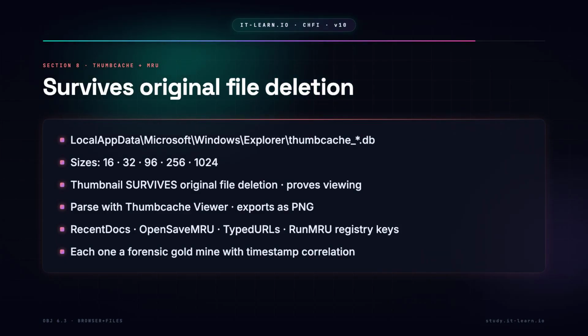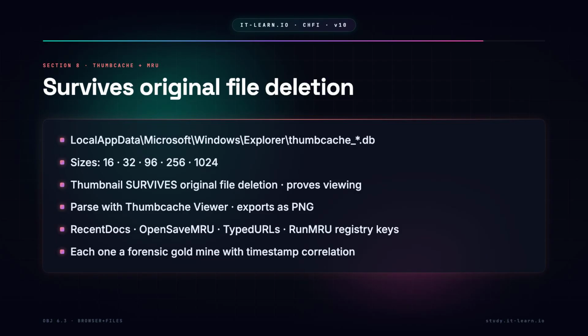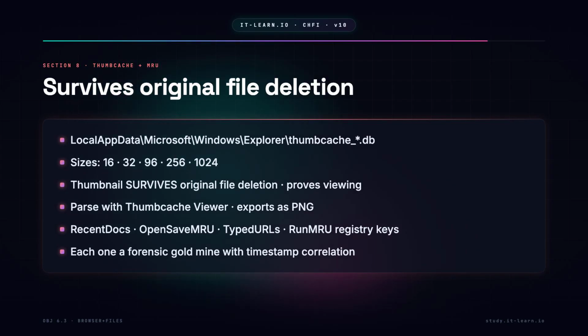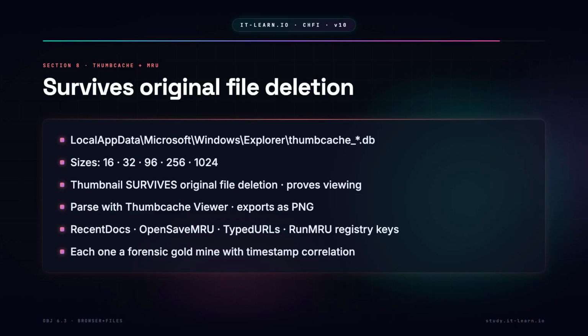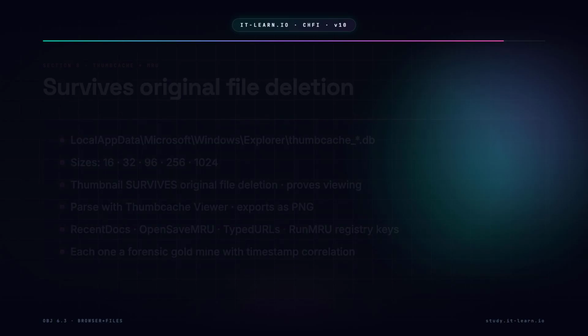Then MRU lists, most recently used, distributed across the registry. RecentDocs at NTUSER Software Microsoft Windows CurrentVersion Explorer RecentDocs: all recently accessed files by extension. OpenSaveMRU at ComDlg32 OpenSavePidlMRU: files opened or saved via Open and Save dialogs. TypedURLs at Software Microsoft Internet Explorer TypedURLs: URLs manually typed in. RunMRU: commands typed in the Run dialog, Win+R. Each one a forensic goldmine when correlated with timestamps.